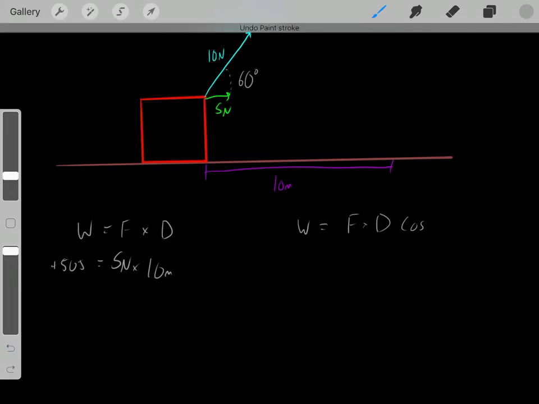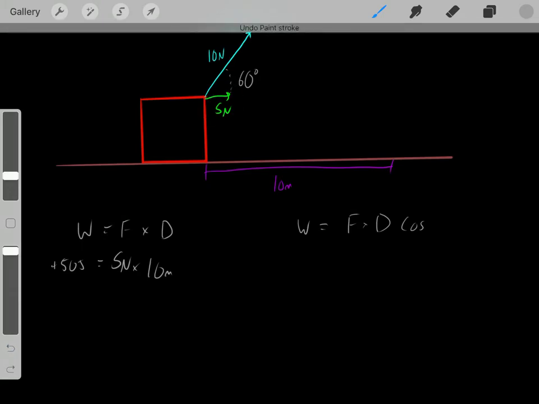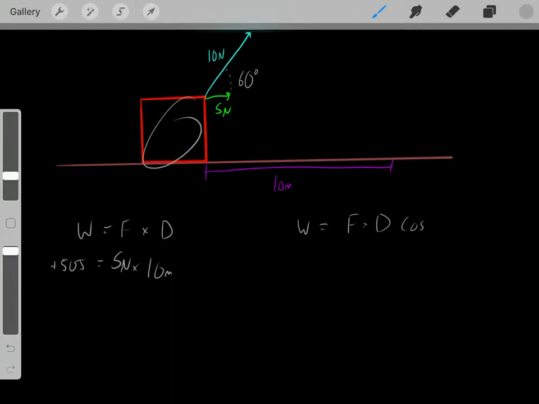So now we know this 10 Newton force essentially did positive 50 joules of work, because all we were interested in was the component of the force in the direction of motion. So it's that force that you plug in to find the positive work that was done. So this force did positive 50 joules of work on this object.